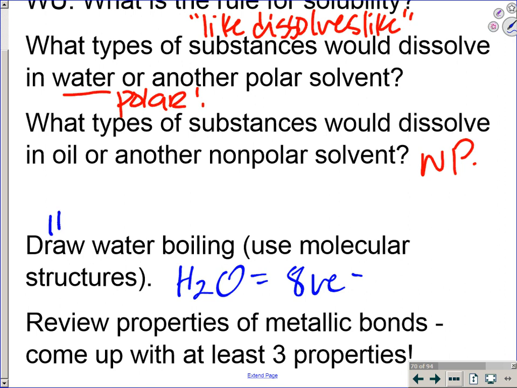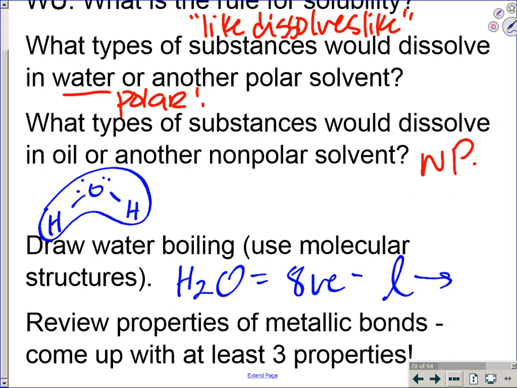which gives us a total of 8. So I'm going to draw it like it looks versus drawing it linearly, because I can draw it looking like a dinosaur, but if that's not the molecular geometry, we can't call it out as that. So this is water, and it's going to boil, right? So what do I need to indicate is happening as I'm going from liquid to gas? Is it a chemical change or a physical change?